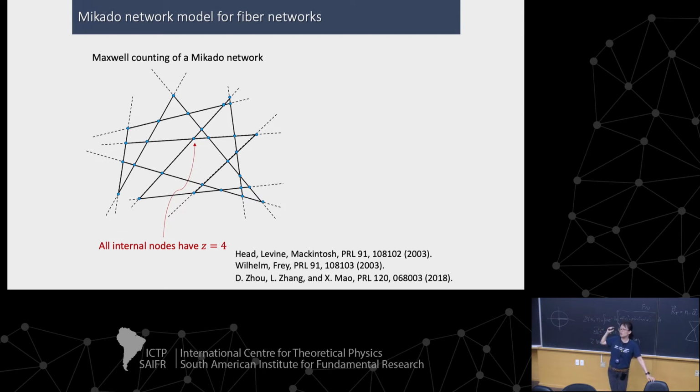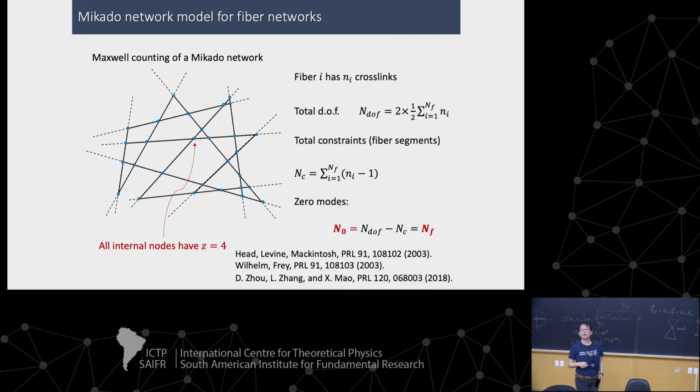And here we drop the bending stiffness. We just assume this is a spring mass network to begin with, okay? So let's do the counting a little bit more carefully to know how many zero modes there are and what they are, right?